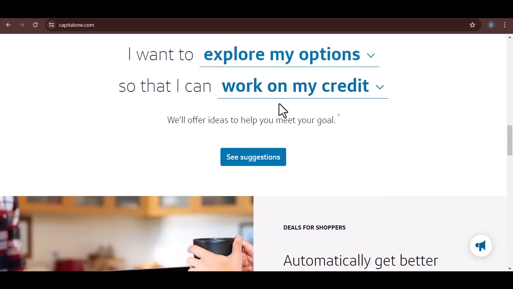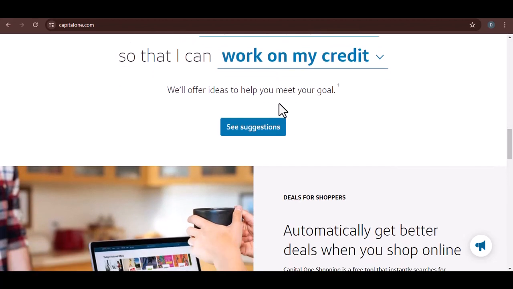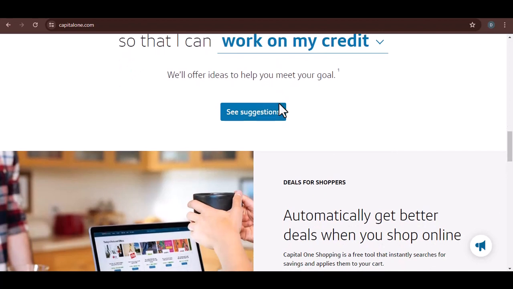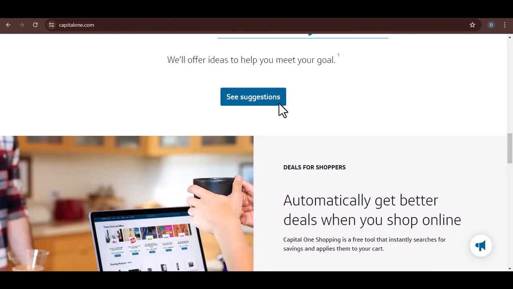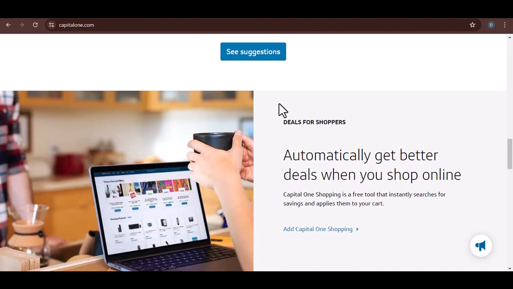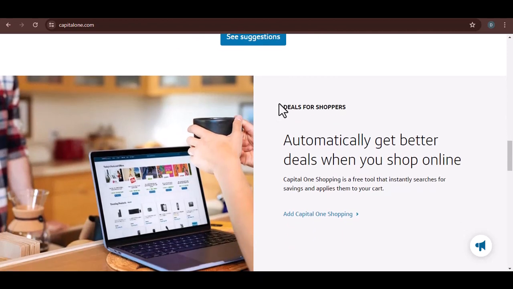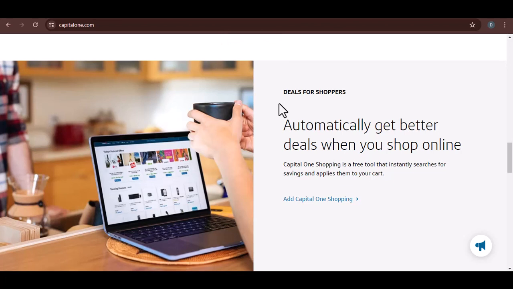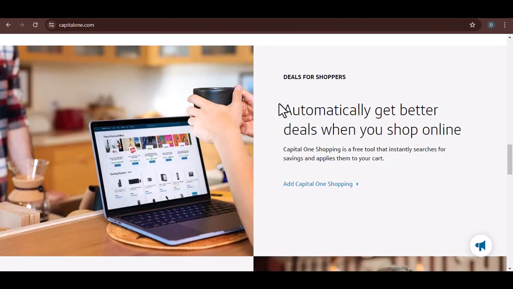Capital One store cards. Now, let's switch gears and talk about Capital One store cards. These cards are co-branded with specific retailers, offering benefits like discounts, exclusive offers, and points redeemable for store purchases. They typically have lower credit score requirements than traditional credit cards.